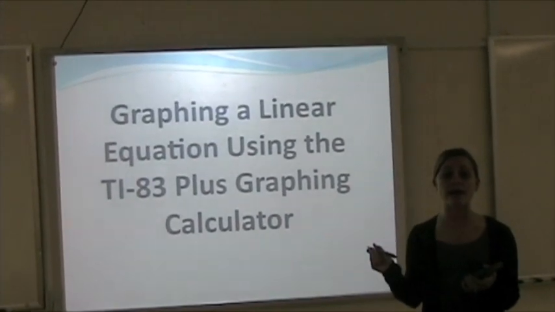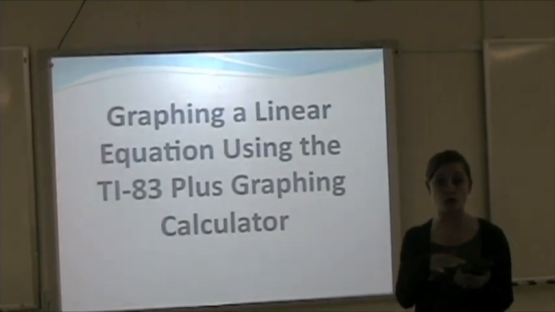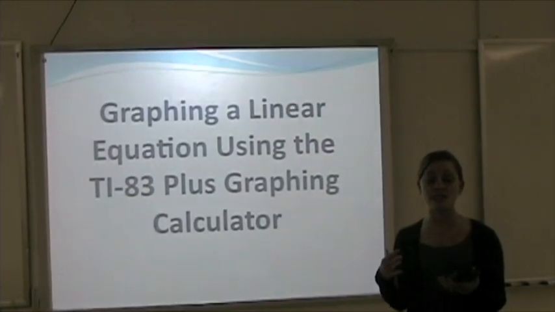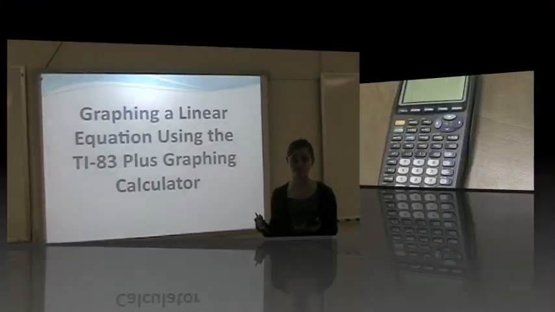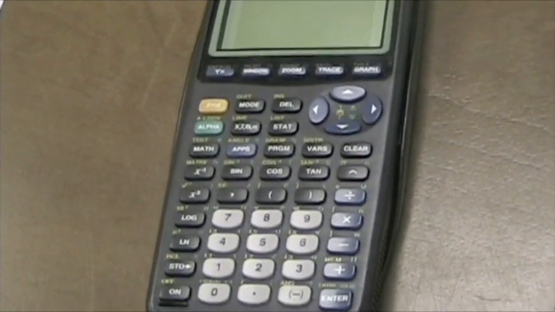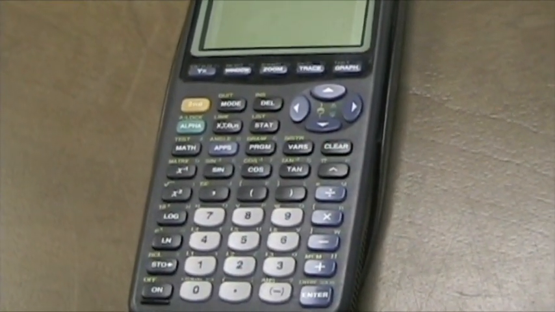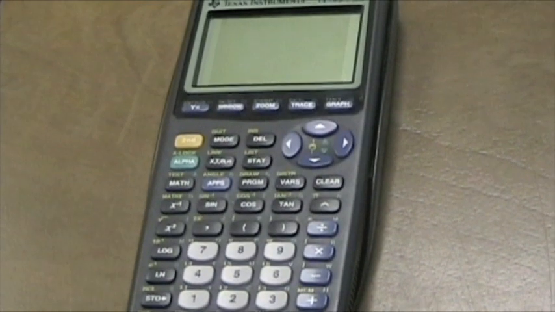We're going to start by checking a couple of our modes on our calculator and becoming familiar with a few buttons that we'll need to graph a linear equation. Of course, our first step is to turn the calculator on at the bottom left. Our next thing we're going to look at is the mode of our calculator.